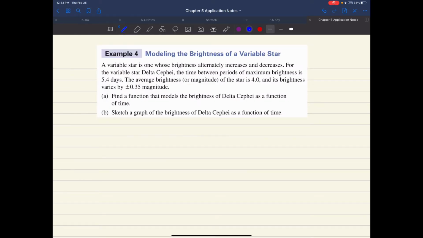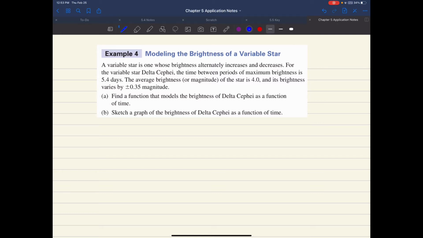Okay, our next example is modeling the brightness of a star. So it says a variable star is one whose brightness alternately increases and decreases. For the variable star delta Cephei, the time between periods of maximum brightness is 5.4 days. The average brightness or magnitude of the star is 4, and its brightness varies by plus or minus 0.35 magnitude. Find a function that models the brightness of delta Cephei as a function of time. Sketch a graph of the brightness of delta Cephei as a function of time.